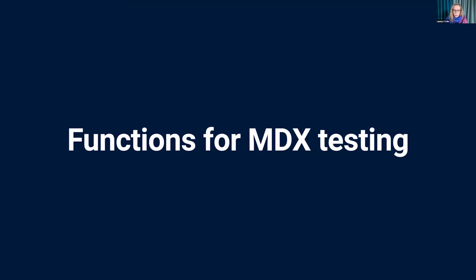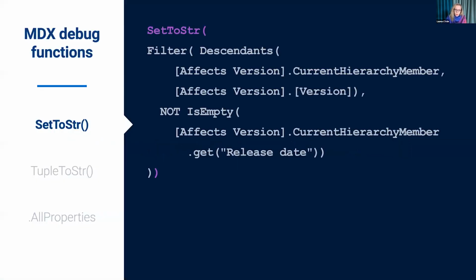So there are a couple of functions that will not be used as the result in your report, but that are very useful when you are building your report. And the first one is the SetToString. I put it as the first, as anyone who has ever talked to me about MDX debugging will know that SetToString is my absolute favorite function.